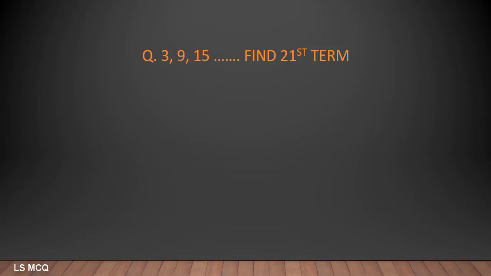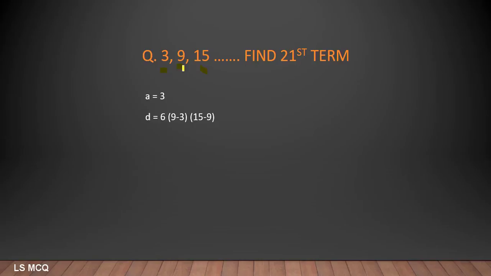Let's get started. The question is 3, 9, 15, and we have to find the 21st term. Here 3 is the first term, 9 is the second term, and 15 is the third term. To solve this, we will take the formula of AP. The first term is 3, the common difference is 6, so 9 minus 3 is 6, and 15 minus 9 is also 6.